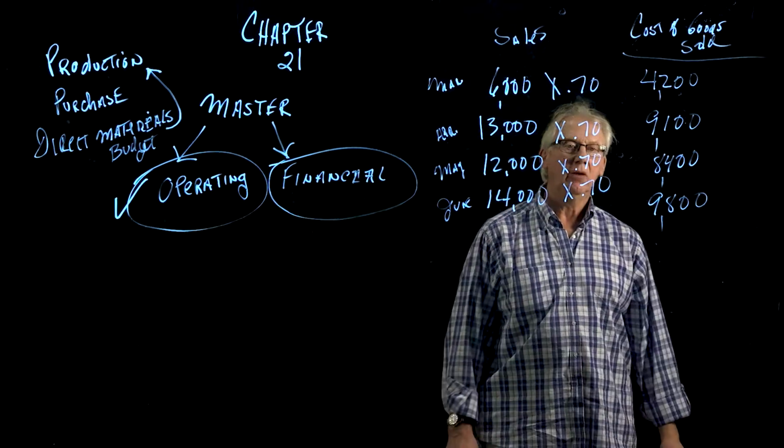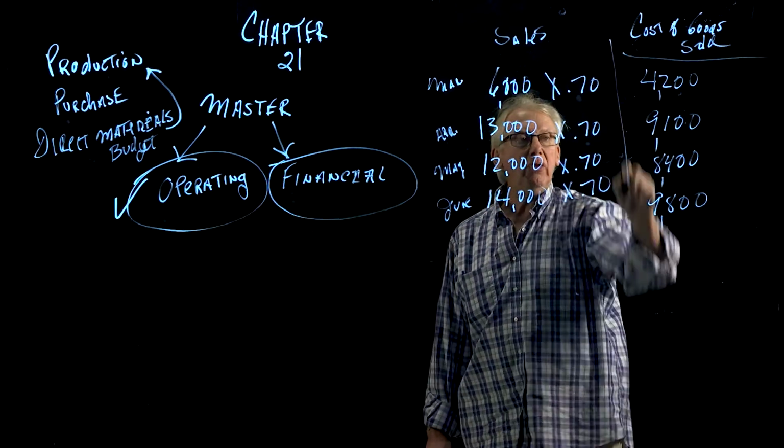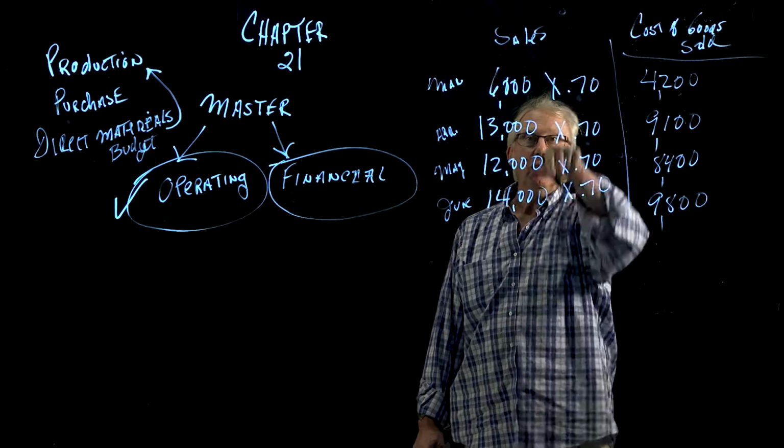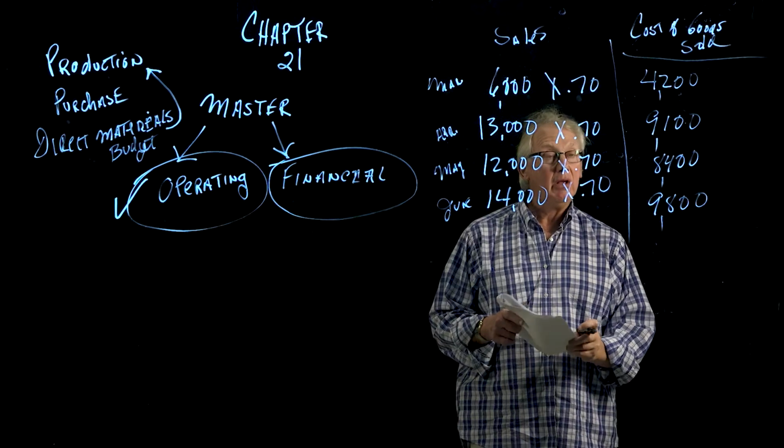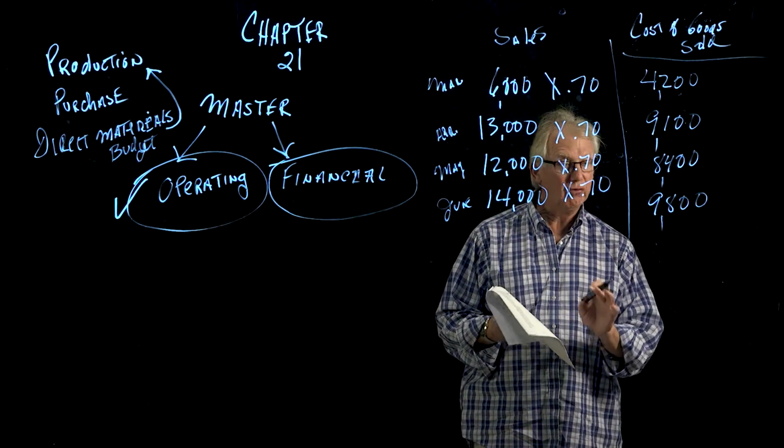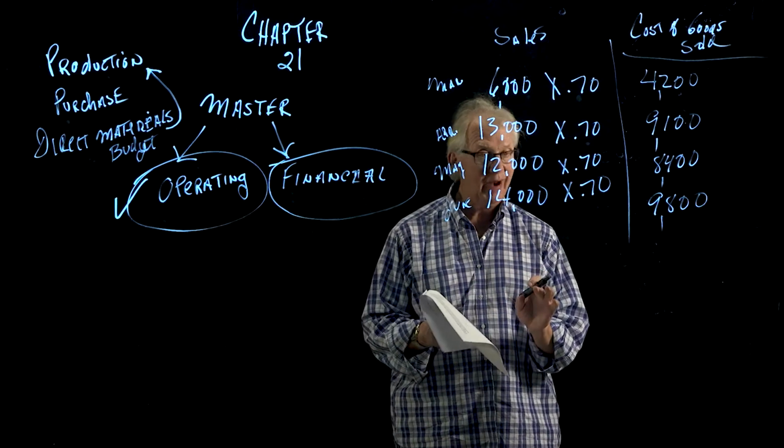Okay? So, these are the cost of goods sold figures. Those are the sales figures. Okay, that's the first thing I'd do. Now, we need to read the rest. First of all, we need to read again what they're asking.